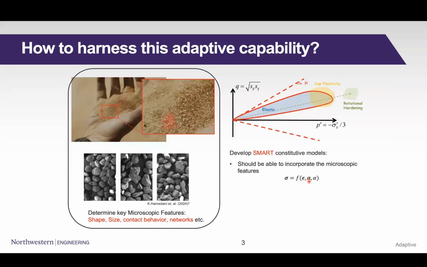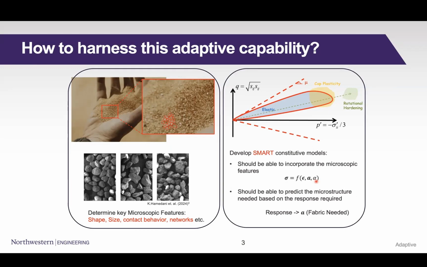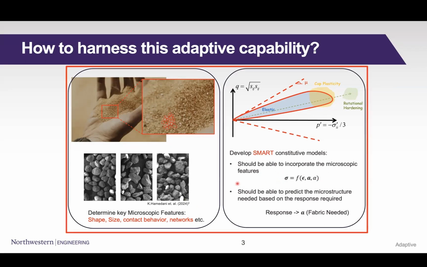We can do that by using some simple second order continuum tensors, which are generally referred to as granular fabric, and some internal variables. These models should also be able to work in the opposite direction, meaning if you want a particular response from these materials, they should be able to predict the required microstructure. That will be the ultimate goal, and that will lead us to harness the adaptive capability. However, to go there, we first need to develop the constitutive model which can incorporate these features. And that is exactly what my research is based on.